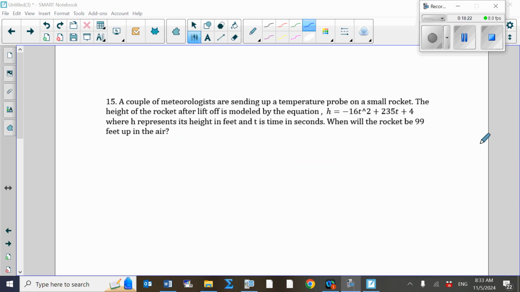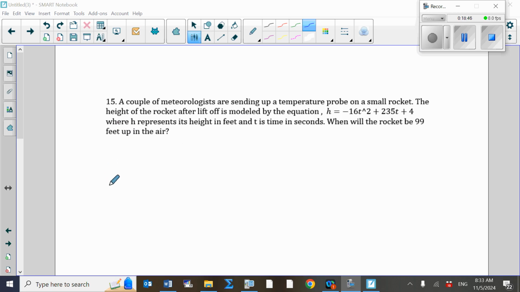For the next question, we see that the height of a rocket after liftoff is modeled by this equation. H equal to negative 16t squared plus 235t plus 4, where h represents the height in feet and t is the time in seconds. And it's asking us, when will the rocket be 99 feet up in the air?